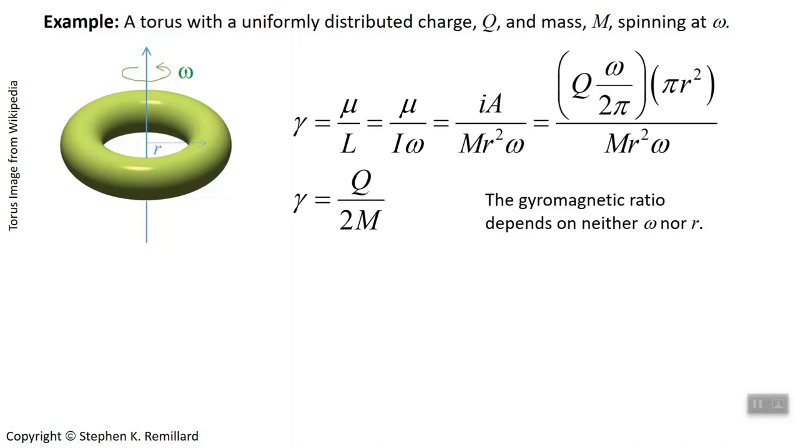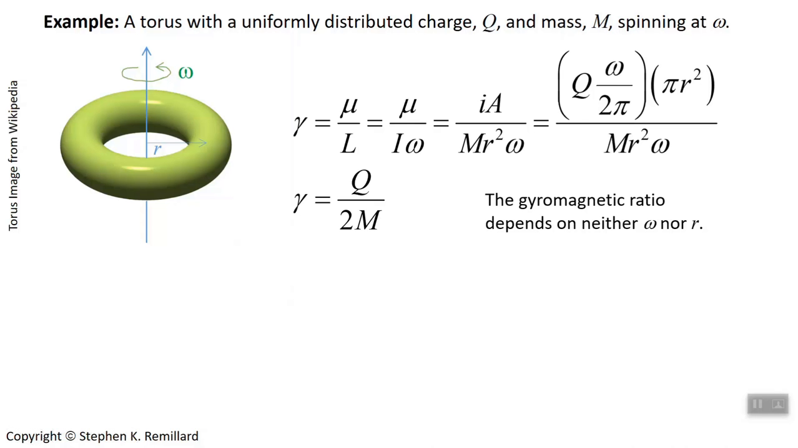Dynamic variables are not in the expression, like omega. It's independent of that. And interestingly, it's independent of the size of the torus. That is, it's independent of r. As long as Q and M are right, then everything that needs to be known is incorporated into this calculation.